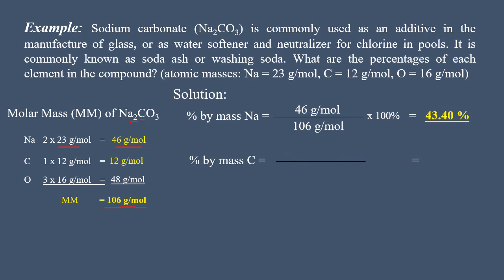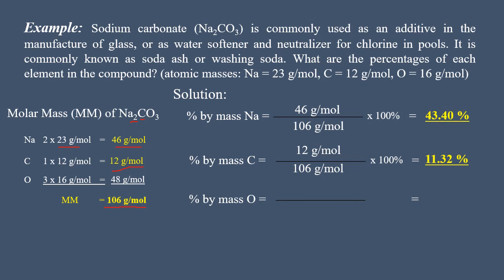For percentage by mass of carbon, it will be calculated by dividing 12 gram per mole, which is taken here, by the molar mass of the compound sodium carbonate, which is 106 gram per mole, multiplied by 100%, and you will get 11.32%.